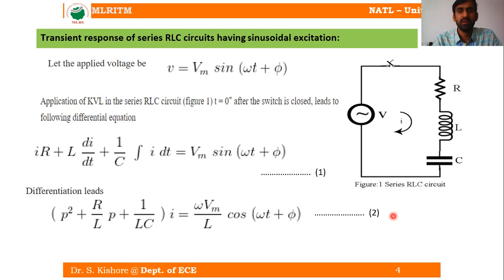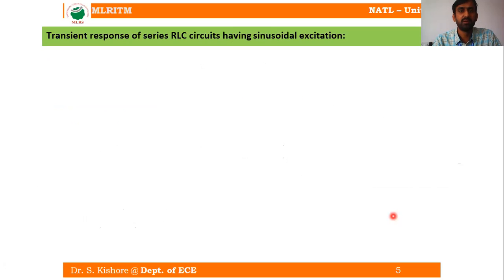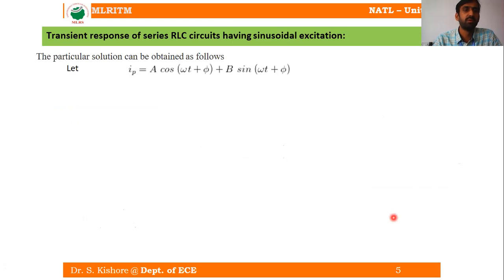For that, let us consider IP, the particular function, to be indicated by IP. For this kind of equation with a sine function, we know that IP is equal to A cos(omega t plus theta) plus B sine(omega t plus theta). Here the theta I have considered as phi.